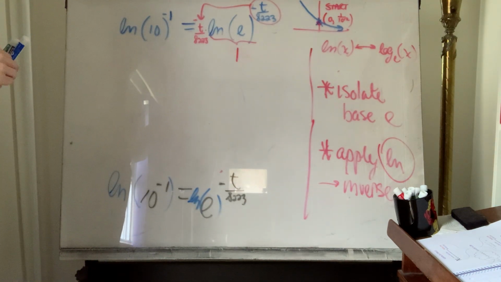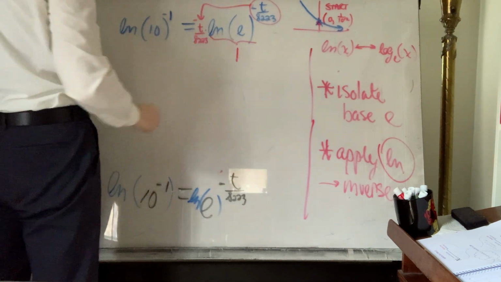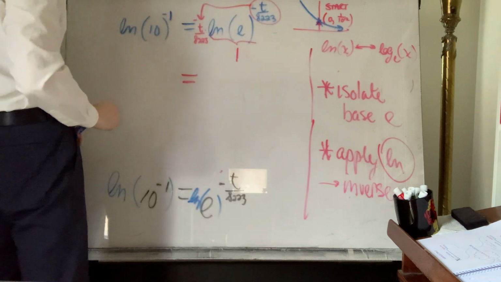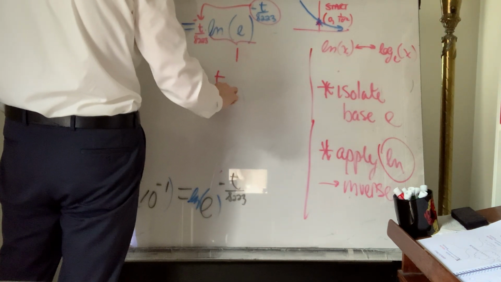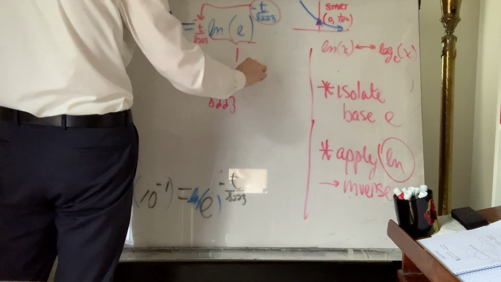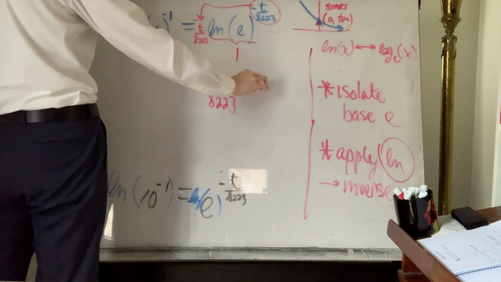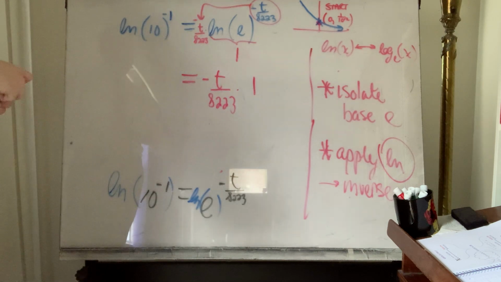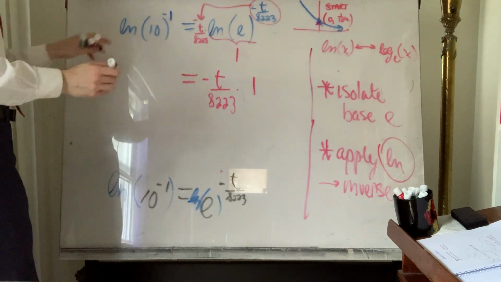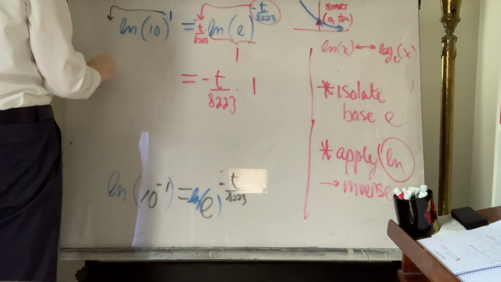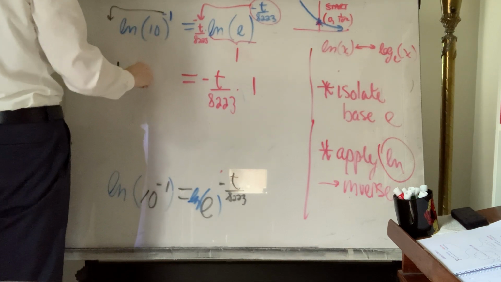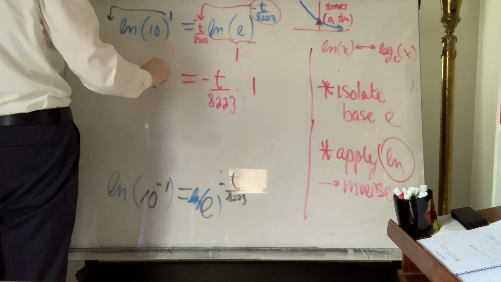As I said, it's something kind of like a cancellation effect. It's going to be negative t over 8,223 times 1, essentially, which is superfluous. You don't even have to write that. Meanwhile, over here, a similar effect: you'd have negative 1 times, as a coefficient, the natural log of 10.